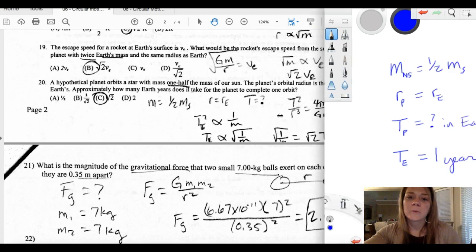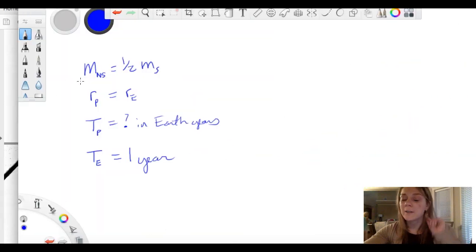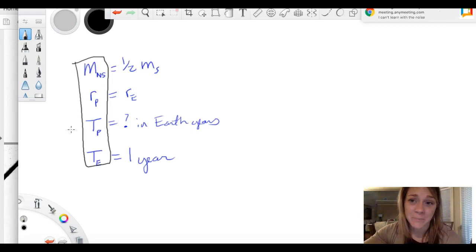So now we need a relationship or an equation that relates all of these variables together. I apologize for the noise. It's usually not like this. Okay, an equation that relates all of these variables together: mass, radius, and period.